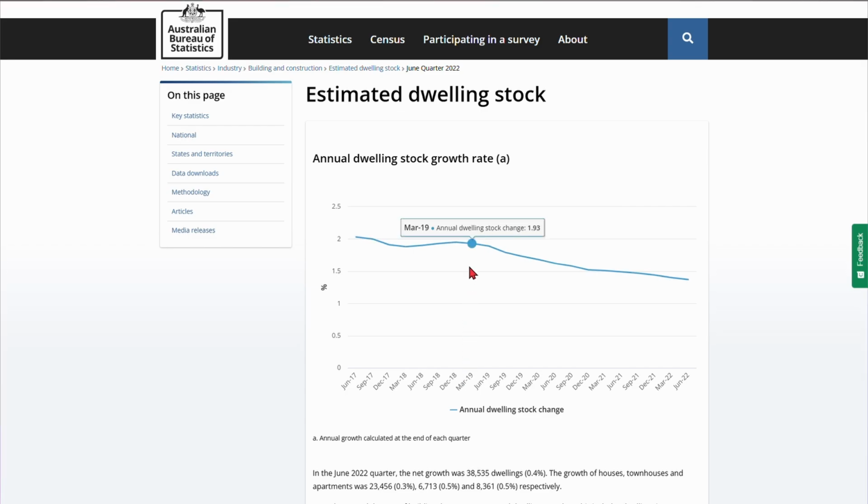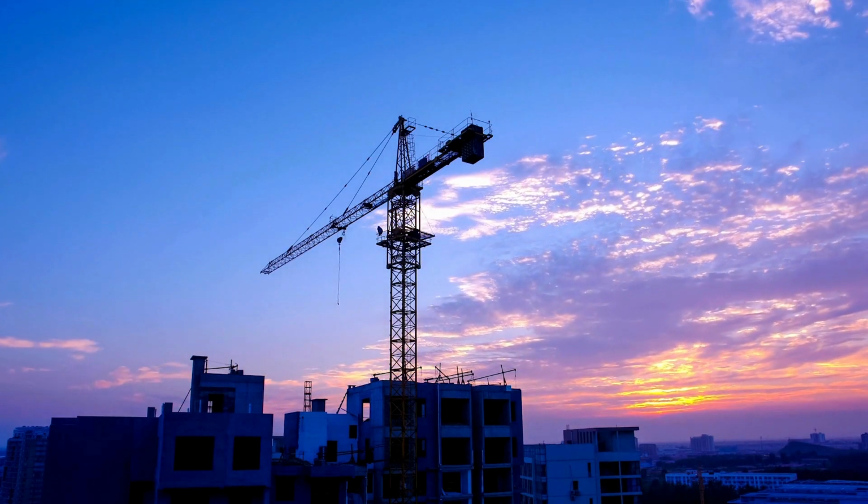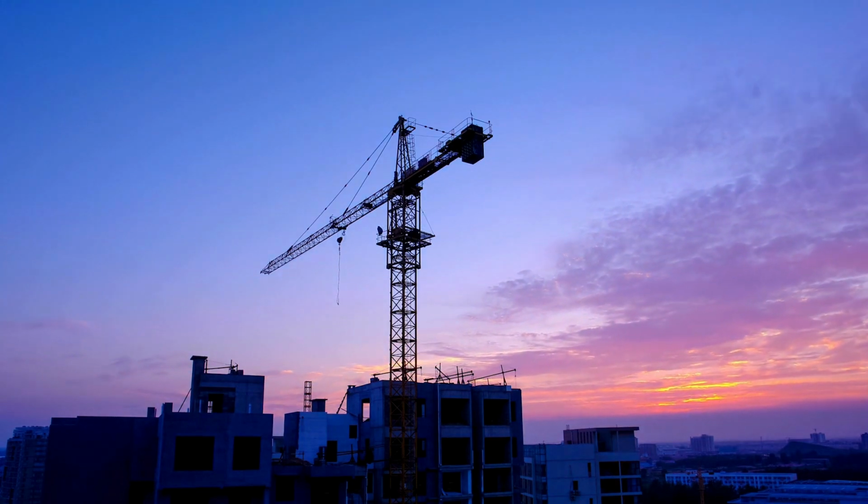Now let's look at what happened during the COVID pandemic and the years that followed. Statistics show that the annual dwelling stock growth rate began to fall in pre-COVID 2019. That means fewer new houses were being built, slowing supply growth. Prices might have stayed stable if demand also slowed, but it didn't. Why? Because demand isn't just about desire, it's about purchasing power, the availability of money in the market.